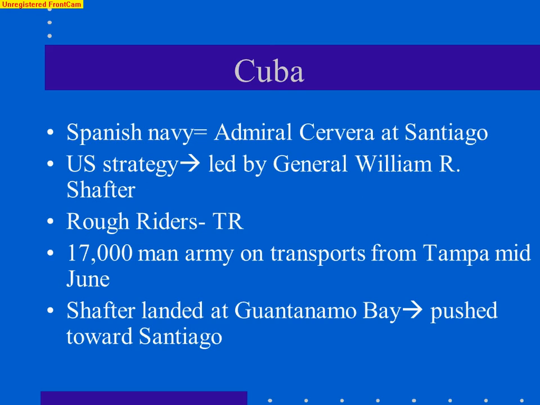We were unprepared for this war. We have wool uniforms for battling the Native Americans out west. It was a very hurriedly put together battle plan. 17,000 men just haphazardly being thrown onto transports down in Tampa and shipped over to Cuba in the summer of 1898.